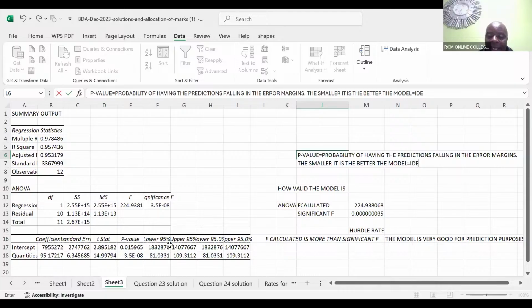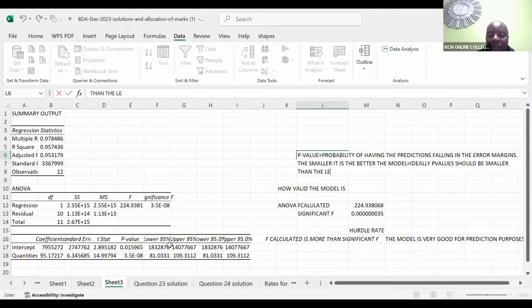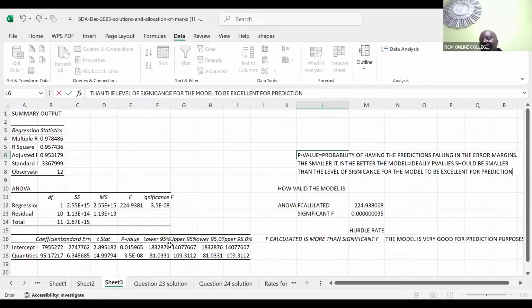Ideally, p-values should be smaller than the level of significance for the model to be excellent for prediction. Very important for me to understand that.